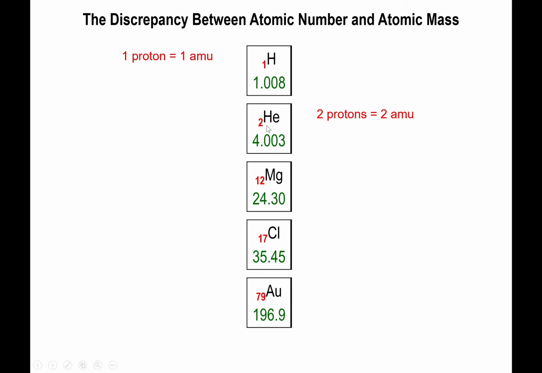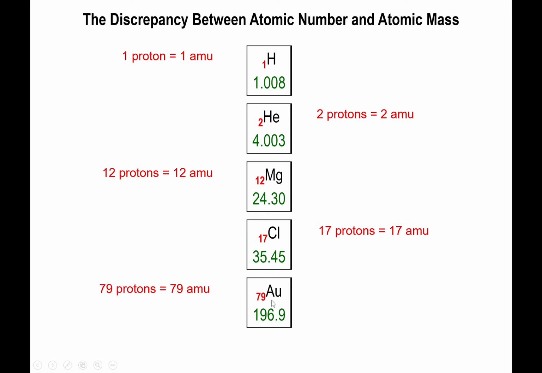Helium, however, has 2 protons, so we should expect a mass of 2, and instead we have a mass of 4, twice as much. So what's going on there? Magnesium has 12 protons altogether, and yet its atomic mass ends up being twice that value. The same story with chlorine, 17 protons, and yet the mass is more than twice that value. And for gold, it gets even worse. Now we're definitely way more than twice the number of protons.